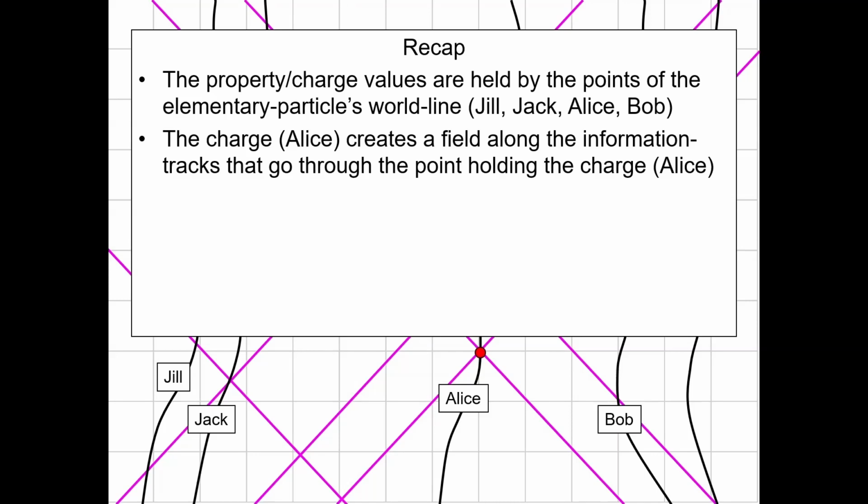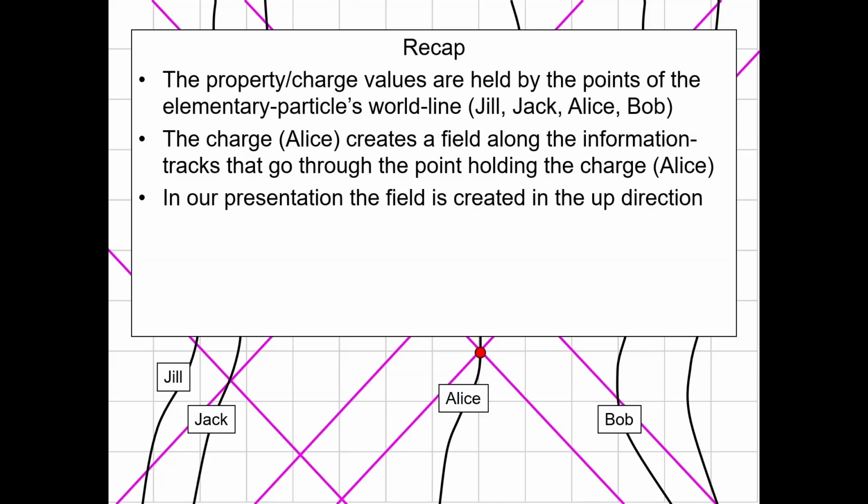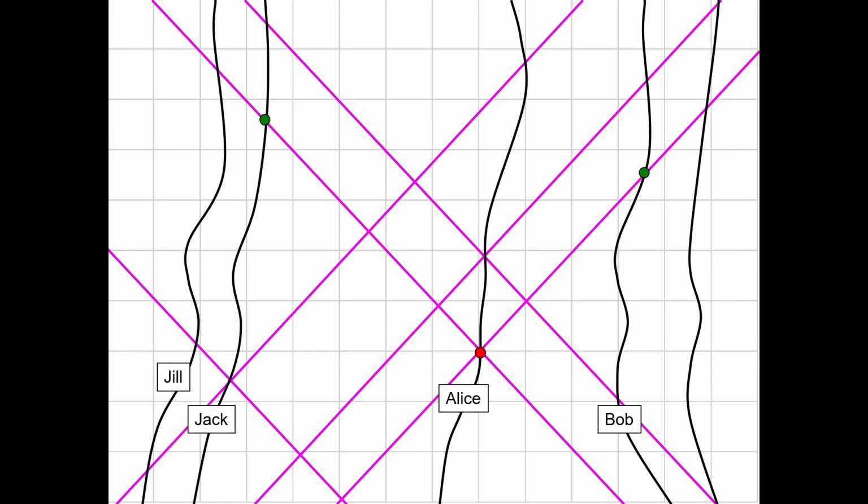The charge, and in our case we'll use a charge on the world line called Alice, creates a field along the information track that goes through the point holding the charge. And in our presentation, the field is created in the up direction. So if we look at this point on Alice, it is part of a world line, which means that it has charge values. There are information tracks that go through this point, and the charge values create a field along these information tracks in the upwards direction.